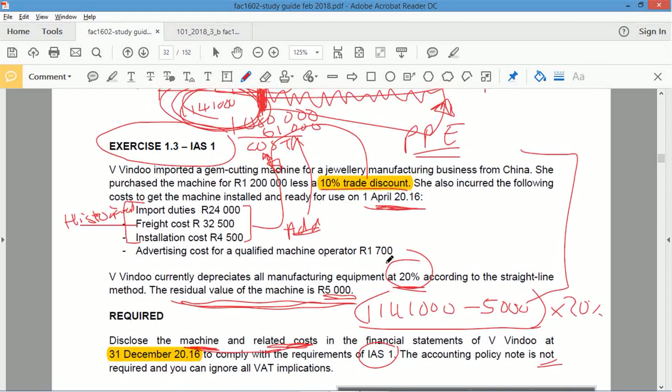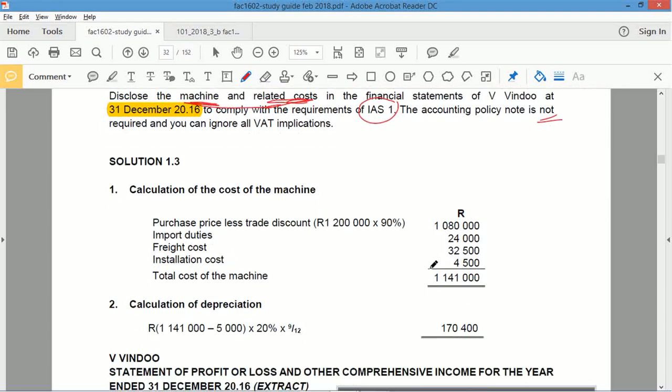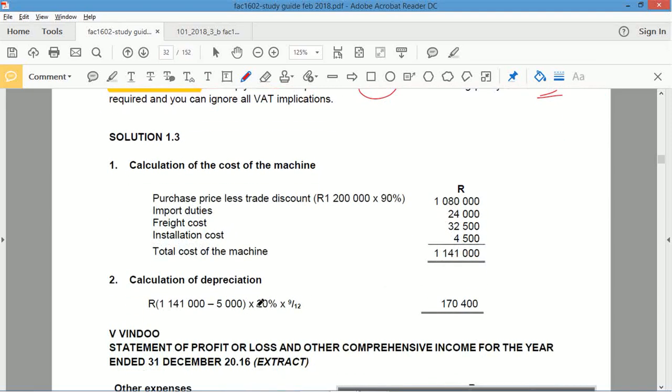Depreciation. When did I start? On the 1st of April. Where am I? 31st of December, so highlight that. That's year end. This whole question asked you to show everything when? At year end. So that's the important date that I need to look at. So it's going to be 141,000 minus 5,000, times 20%. Did you have it for the full year? No. Only 9 over 12 months. See, that's how they get this. Times 9 divided by 12.